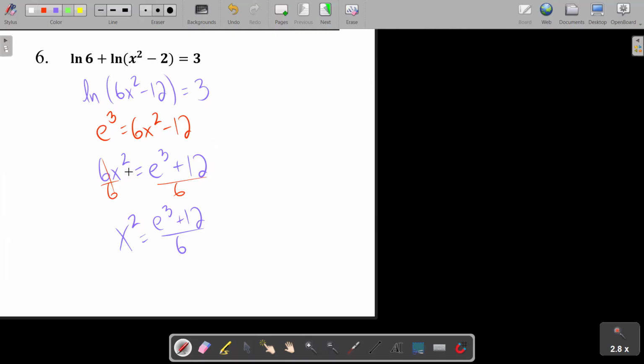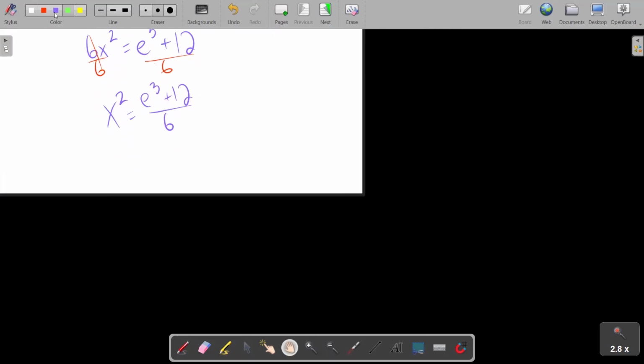Because x is squared, we have to square root both sides. So we wind up with this. x equals positive negative square root of e cubed plus 12 over square root of 6. And again, for the second time, you can't leave a square root on the bottom. So we multiply the top and the bottom both by the square root of 6.